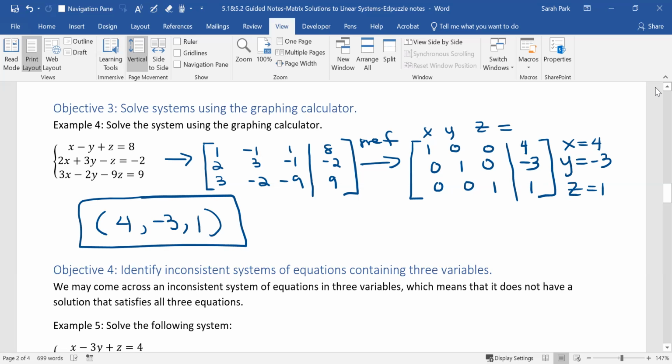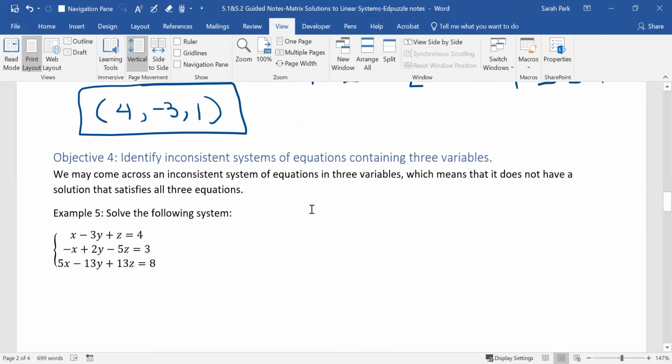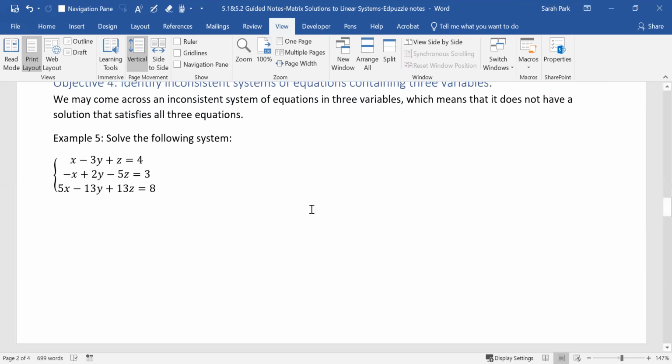Okay, let's look at another case where we may come across an inconsistent system of equations. What that means is it may not have a solution that satisfies all 3 equations. So let's consider this example. x minus 3y plus z equals 4, -x plus 2y minus 5z equals 3, 5x minus 13y plus 13z equals 8. First thing we want to do is put it in its augmented matrix.